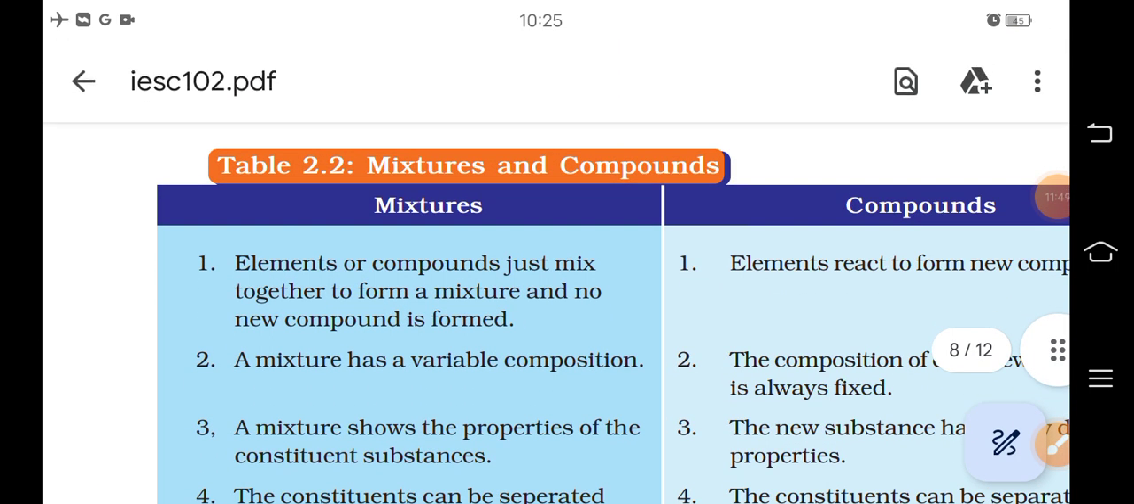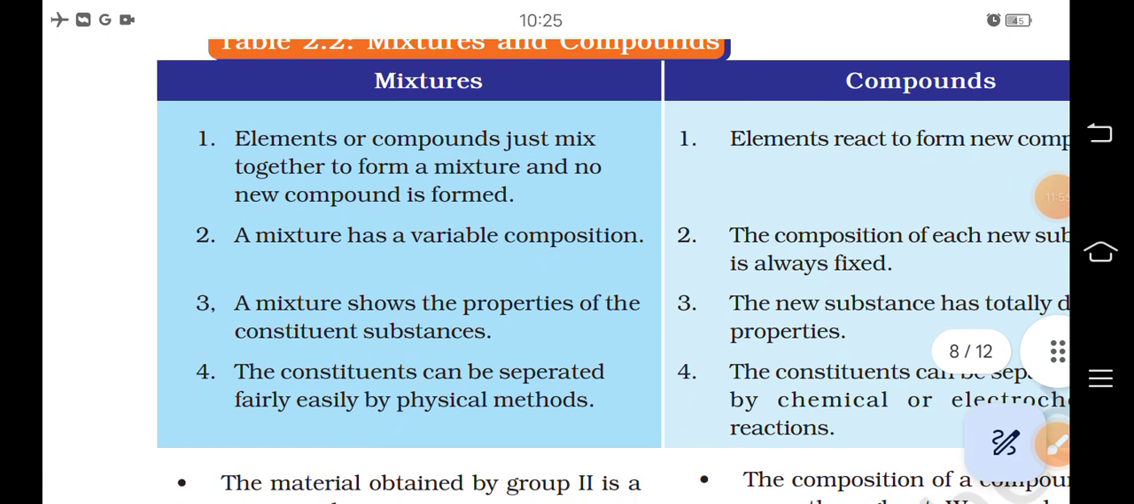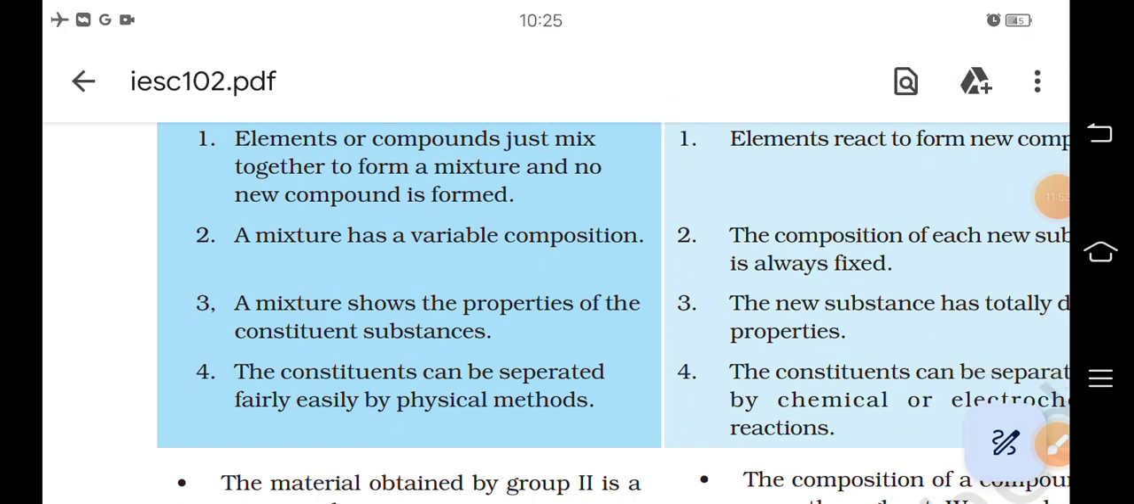Table 2.2: Mixtures and compounds. Mixtures: elements or compounds just mix together to form a mixture and no new compound is formed. A mixture has a variable composition. A mixture shows the properties of the constituent substances. The constituents can be separated fairly easily by physical methods.